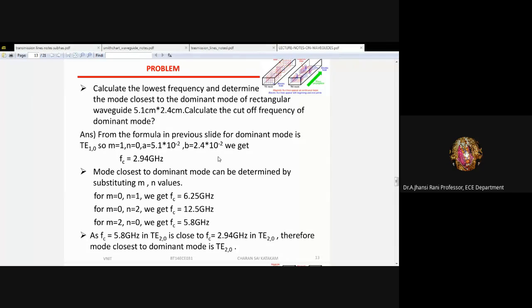Calculate the cutoff frequency of the dominant mode. Here the dominant mode is the TE10 mode. Calculate the cutoff frequency, fc.